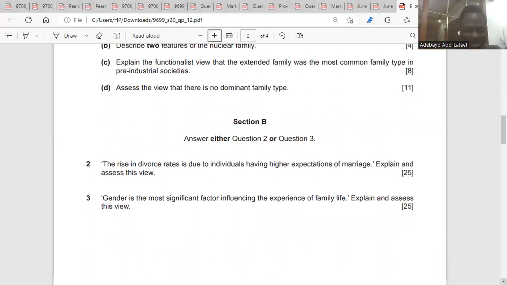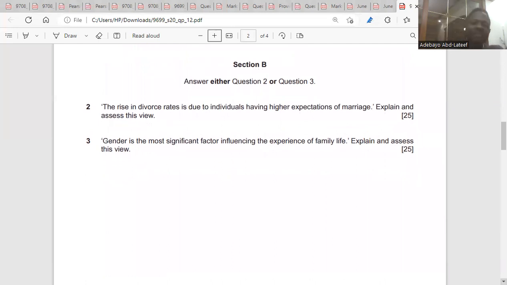I did question 3 these days. I think that's the information I have anyway. So here they said, gender is the most significant factor influencing the experience of family life. Explain and assess this view. Do you get the point? The point is that gender is the most important thing that changes the experience of family life. Being a boy or a girl, being a man or a woman, is the most significant factor that influences the experience in the family. Experience means happenings in the family.